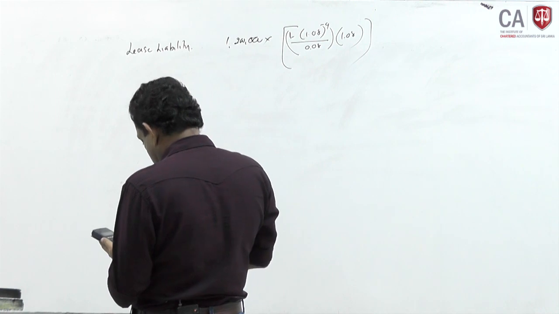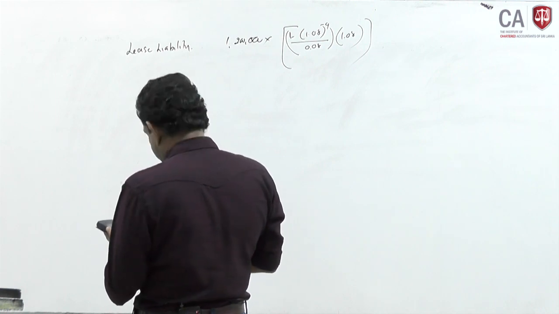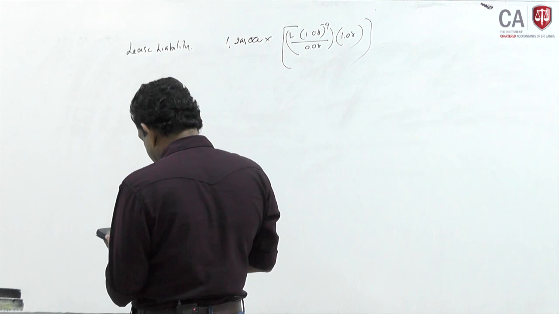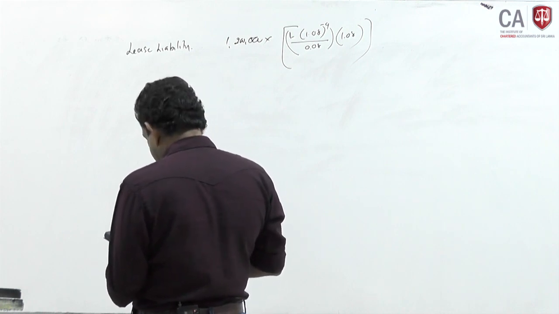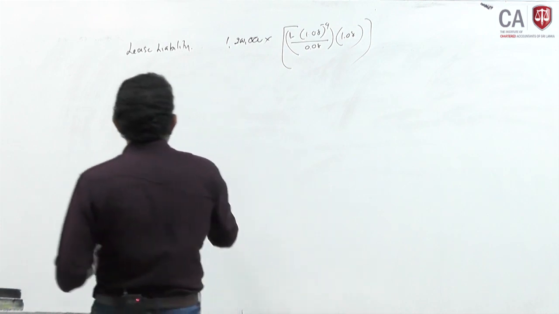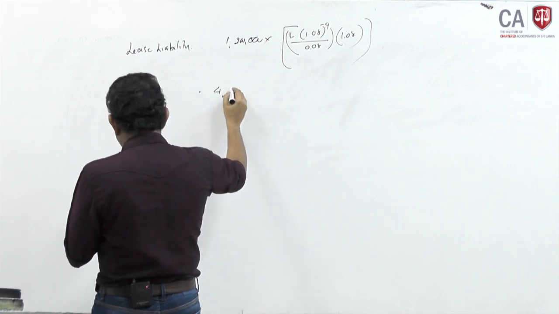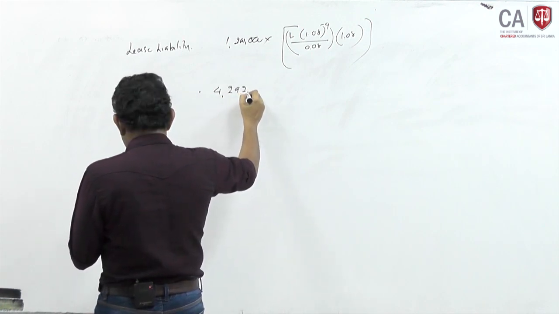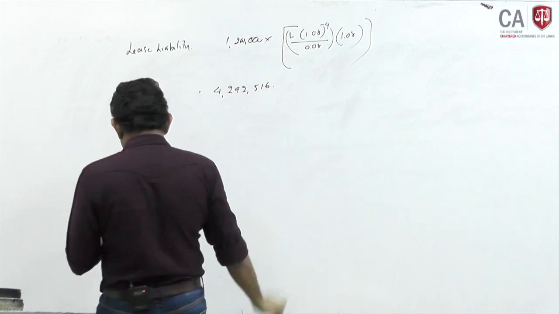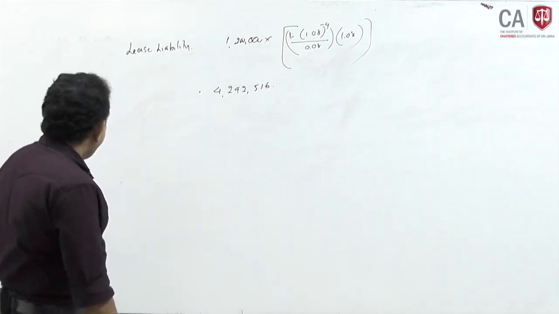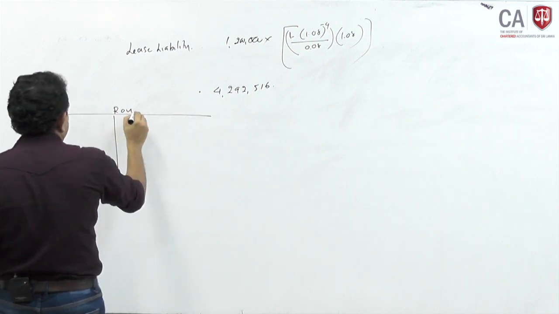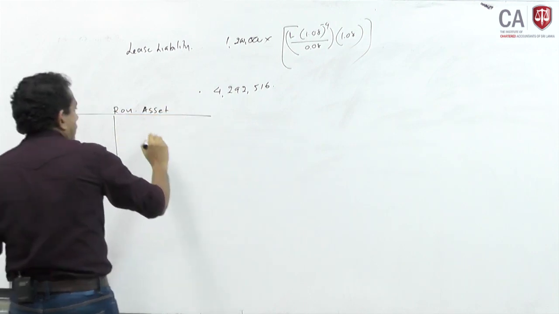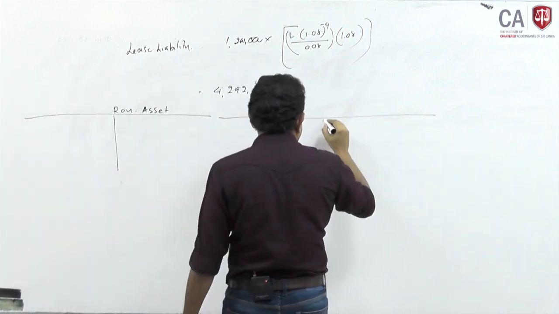1.08 to the power minus 4, 1 minus this divided by 0.08, into 1.08 into 1,200,000. So, the lease liability should be 4,292,560, and we will open up the right of use asset and lease liability account.